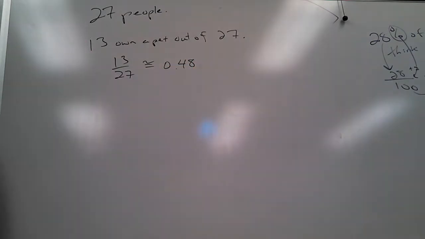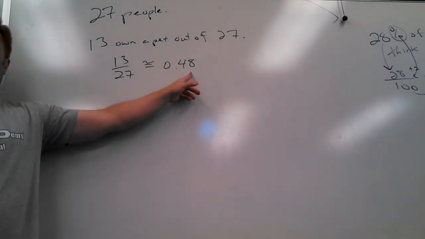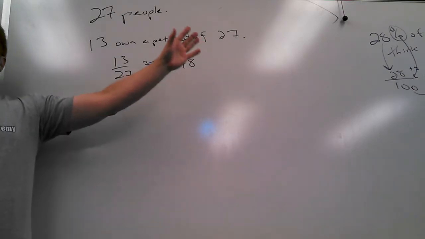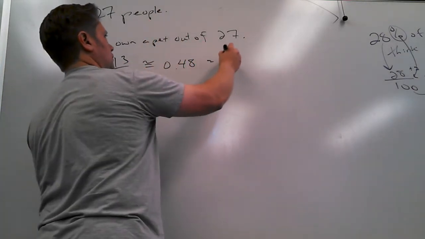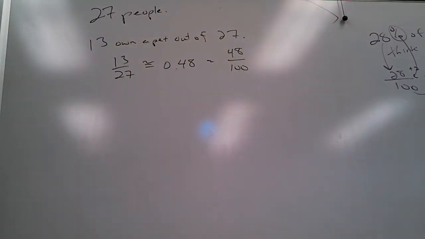Let me round it to the hundredths place. Are you guys with me? That's why I got that little symbol there. It means it's about 0.48. Is that cool? How do I write that as a fraction? 48 over 100. And now we know that.